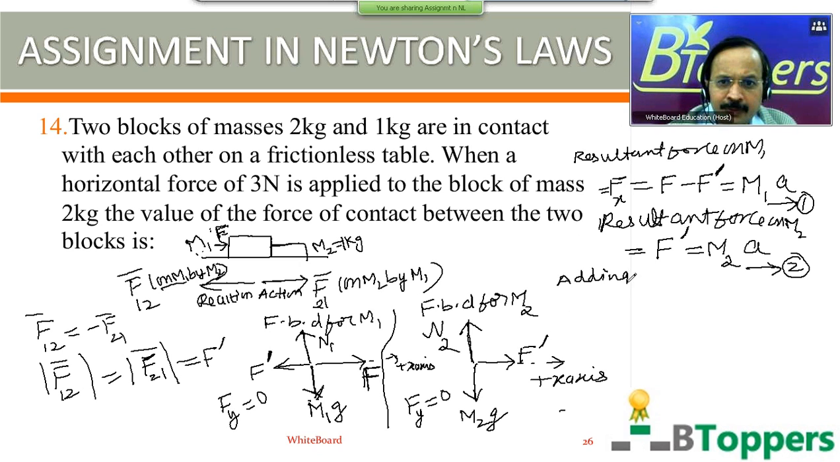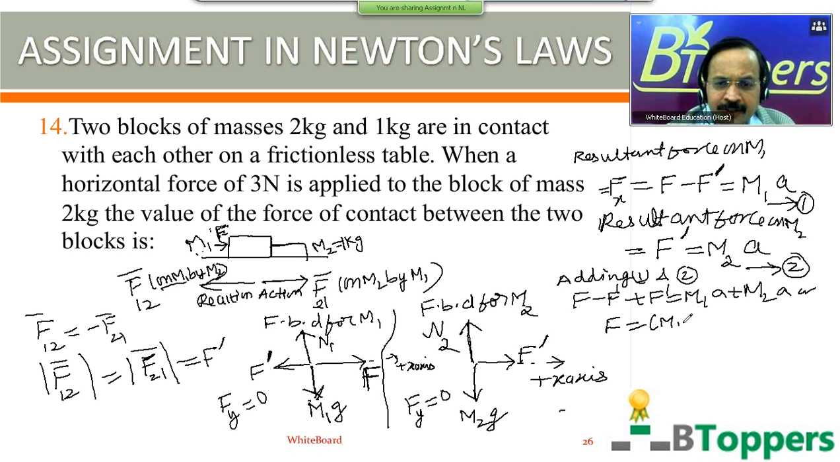So if you add equations 1 and 2, F minus F dash plus F dash equals M1a plus M2a. Or you can write, when the two blocks move towards the right with the same acceleration on a smooth horizontal surface, F equal to (M1 plus M2) a. You can substitute this value of a, a equal to F by (M1 plus M2), in the second equation.